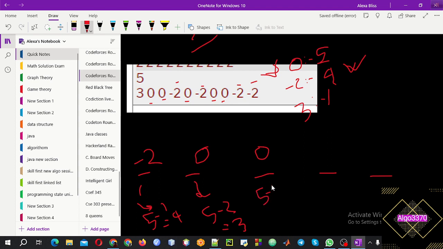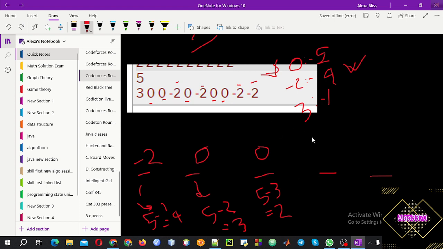5 minus 3 is 2. Then how many 0s can we compare here? 3 plus 2 is 5, because this 0 will be compared with the remaining 3 numbers, and this 0 will be compared with the remaining 2 numbers. So in total we will get 5 zeros.